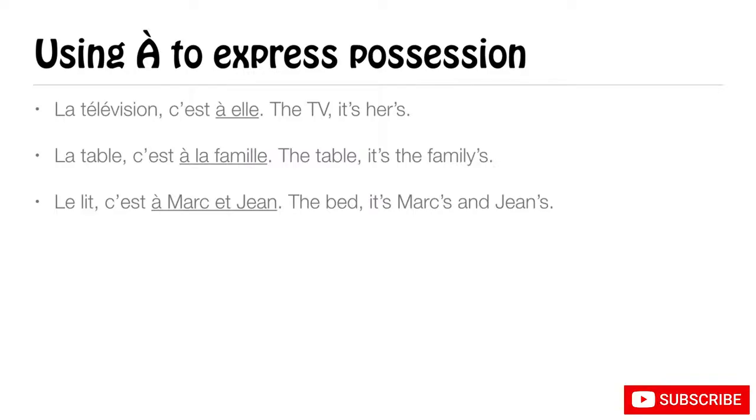And similarly, you can use à to express possession. So la télévision, c'est à elle. La table, c'est à la famille. Le lit, c'est à Marc et Jean. So that would be equivalent to saying the TV, it's hers. The table, it's the family's. So those are just different ways to express possession in French.